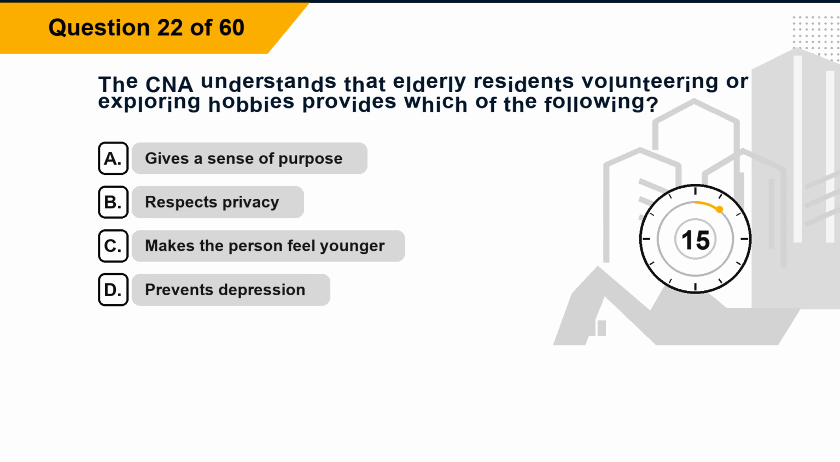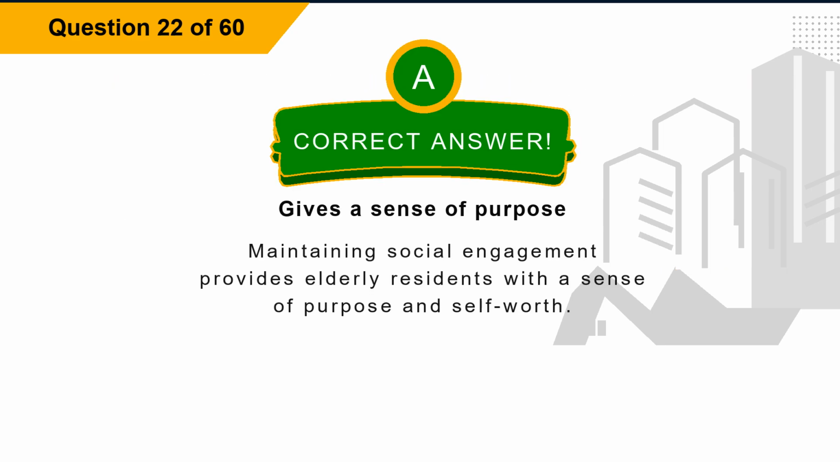Question 22. The CNA understands that elderly residents volunteering or exploring hobbies provides which of the following? Option A. Gives a sense of purpose. Option B. Respects privacy. Option C. Makes the person feel younger. Option D. Prevents depression. The correct answer is option A. Gives a sense of purpose. Explanation. Maintaining social engagement provides elderly residents with a sense of purpose and self-worth.